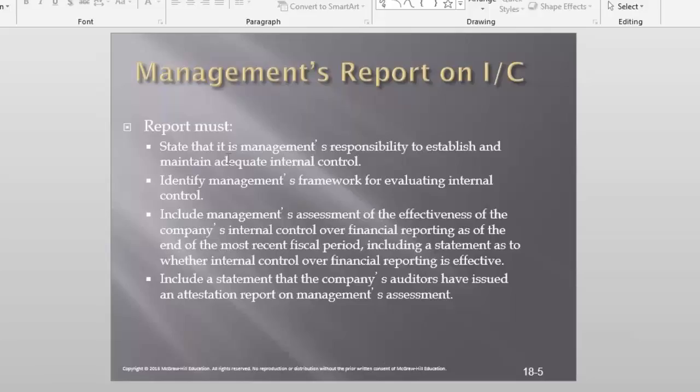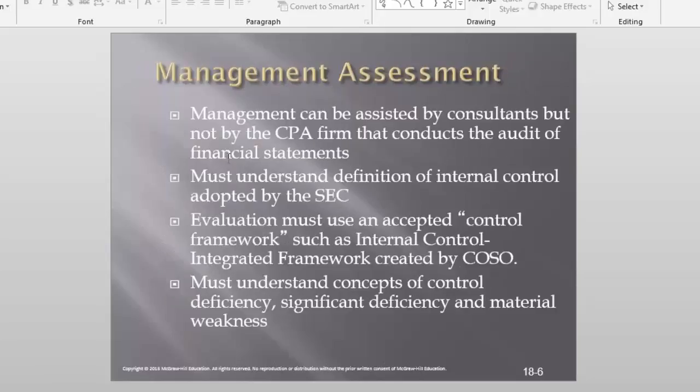And again, what this is saying is that if we identify a weakness at the beginning of the year, we correct it during the year and are able to do enough testing to validate the fact that the control is working appropriately, then we can essentially say that as of the end of the year we don't have a control weakness. Management can be assisted by consultants, but not by the CPA firm that conducts the audit.